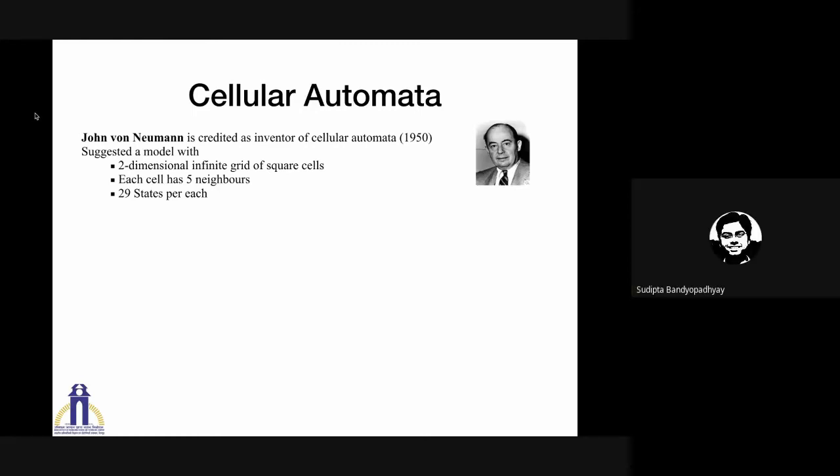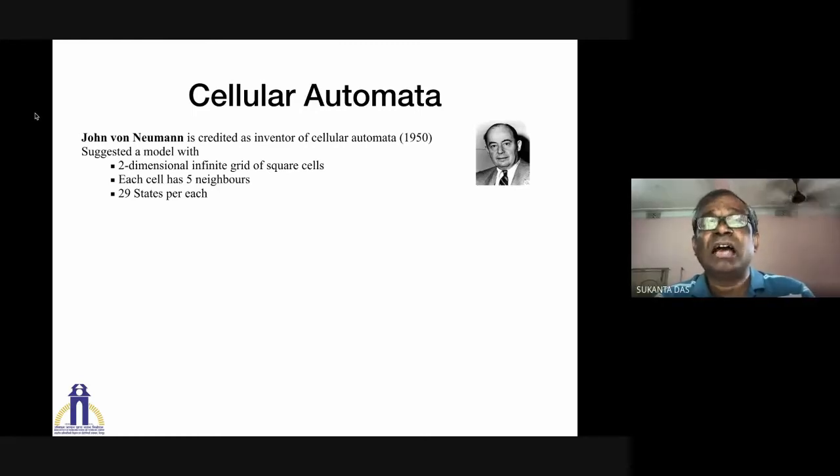John von Neumann is credited as the inventor of cellular automata, in the late 1940s or early 1950s. Von Neumann was working on cellular automaton. Although I have written here John von Neumann, in many places you will see the name of Stanislaw Ulam. Actually, von Neumann was interested in developing a self-replicating machine, a machine which can replicate itself. That was the target of von Neumann in the late 40s.